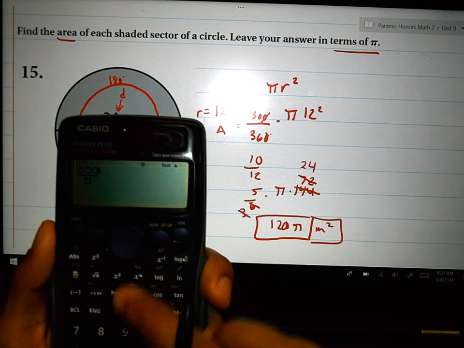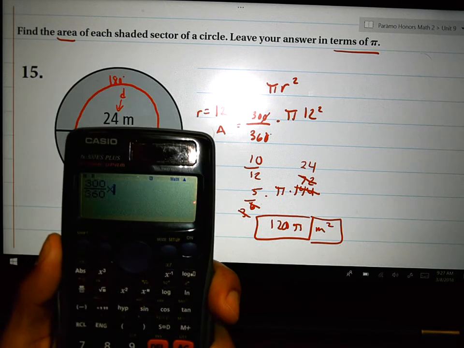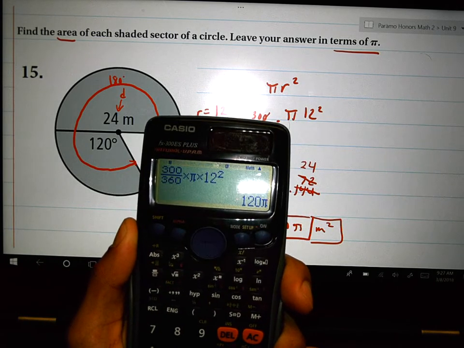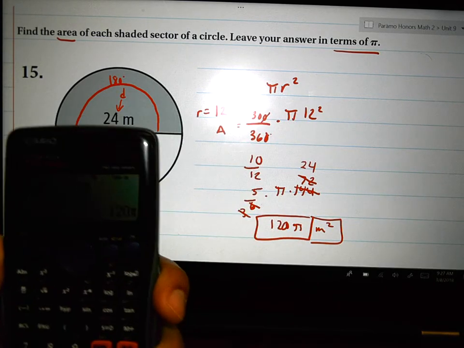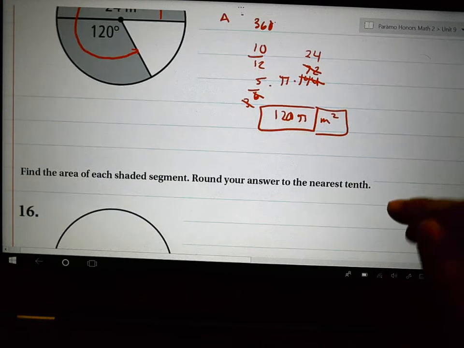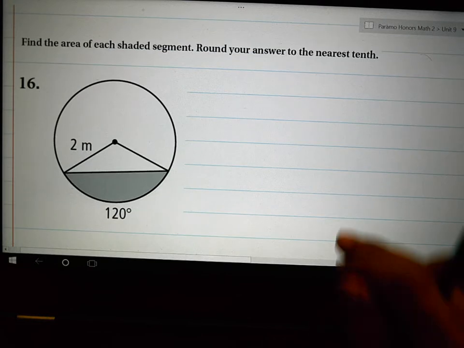300 over 360 times pi times 12 squared. Oh, it's kind of nice when you can do it by hand just as fast as how you would do it without. There you go. Number 16.